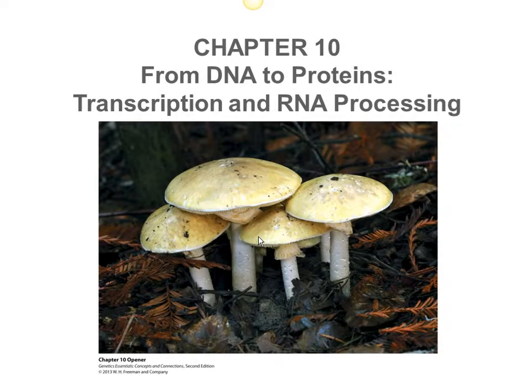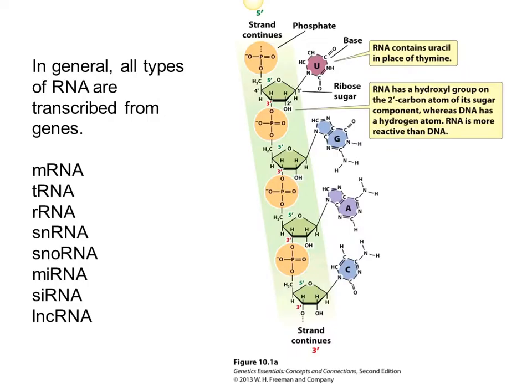In Chapter 10, we begin our discussion of gene expression, and the chapter is called From DNA to Proteins, Transcription, and RNA Processing. All types of RNA are transcribed from genes. So we have a long list of, of course, messenger RNA, transfer RNA, ribosomal RNA, small nuclear RNA, and so on. And these are all copied from genes.